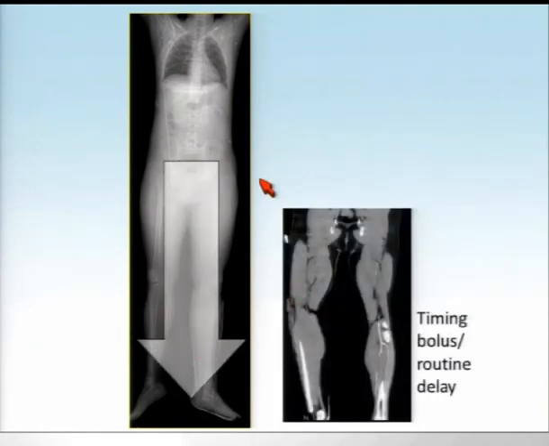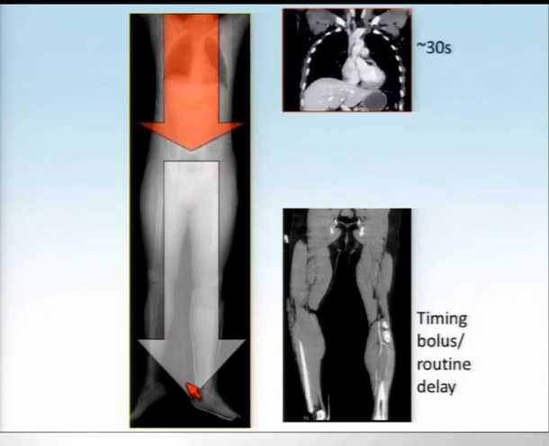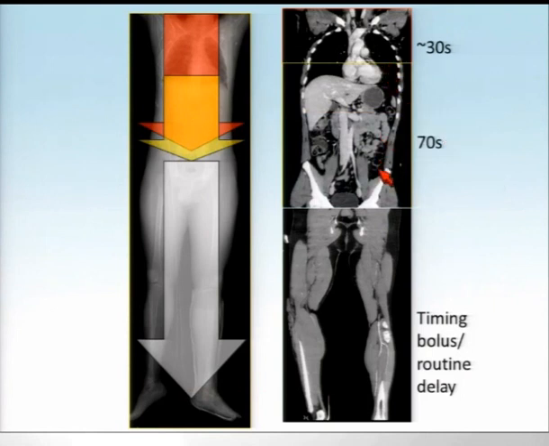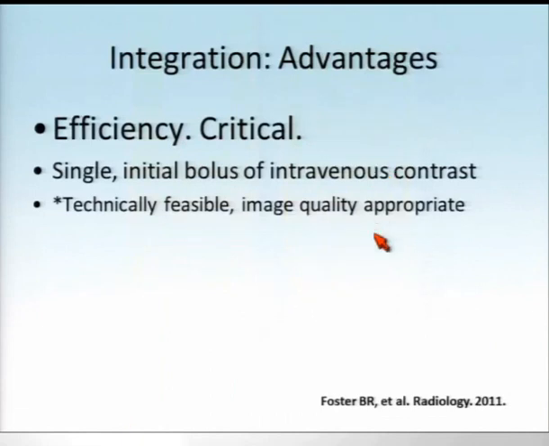And you can see timing bolus of the lower extremity in this case. So immediately after this acquisition, we're going to jump back up to the chest and upper abdomen at about 30 seconds, and then wait and image our conventional abdominopelvic portal venous phase. So the advantage of that integration obviously is efficiency, and that's critical in this patient population. It also allows us to use that single initial 100 milliliters of intravenous contrast, and we've also reported that that's quite technically feasible, and we have very appropriate image quality of those extremity angiograms.